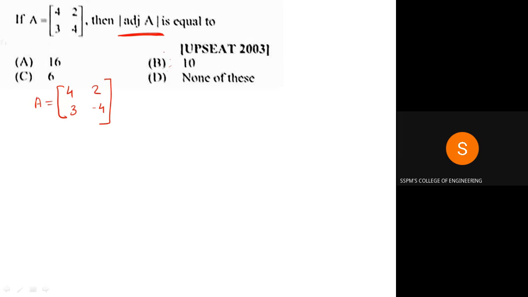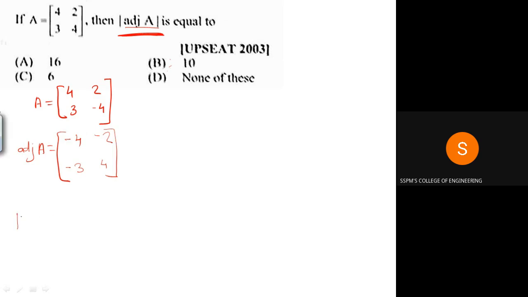First we will find just the adjoint of the matrix. How to find the adjoint of a 2 cross 2 matrix? Adjoint of A is equal to, so this 4 and minus 4 will interchange their positions. Minus 4 comes here, 4 goes there. This 2 becomes minus 2 and 3 becomes minus 3. So this is the simple way to find the adjoint of matrix A.